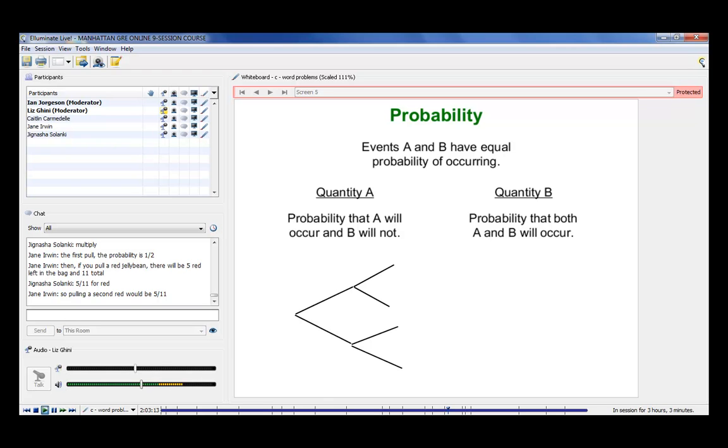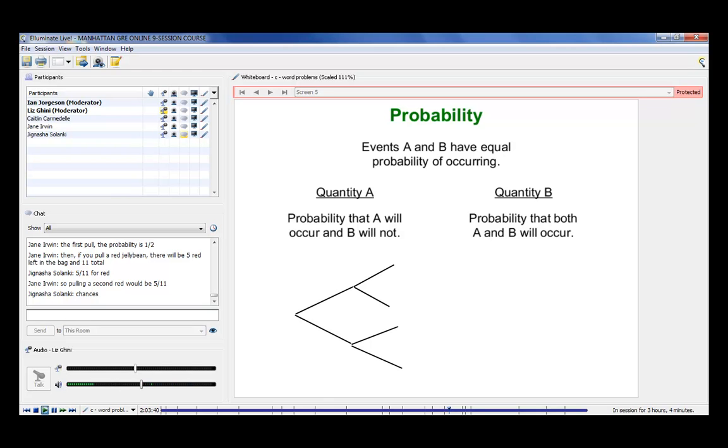Okay, now we have some confusion on this one, all right? So when I draw out my tree, okay, events A and B have an equal probability of occurring. The first thing that I should think about is what? What are the two branches? What are the two branches, guys? Type it, message it to me. They're probabilities, but what are they?